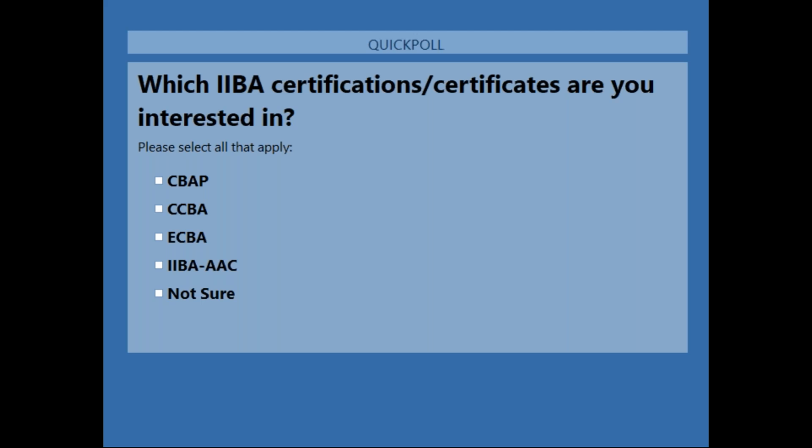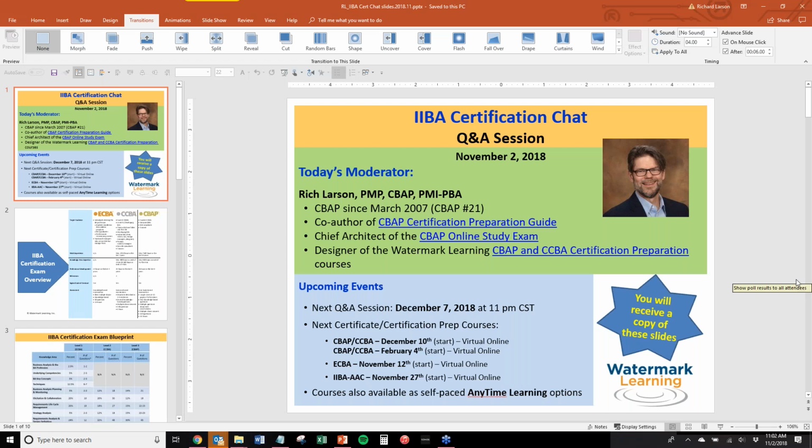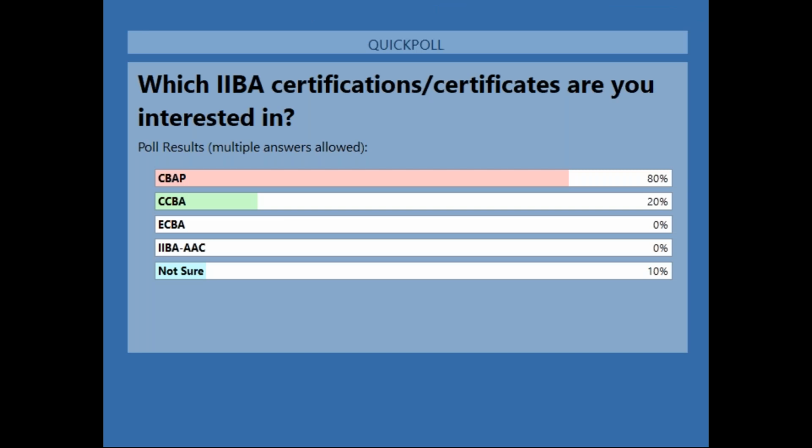Tara says CBAP. The poll is about 71% CBAP, 14% CCBA so far. Few of you are not sure. Not everybody's voted, so I'll let it stay open for a little bit, especially as people are gathering for the chat right now. So about 90% have voted, so I'm going to close the poll. So about 80% CBAP, and I'll share those results here, as is normal for these chats.